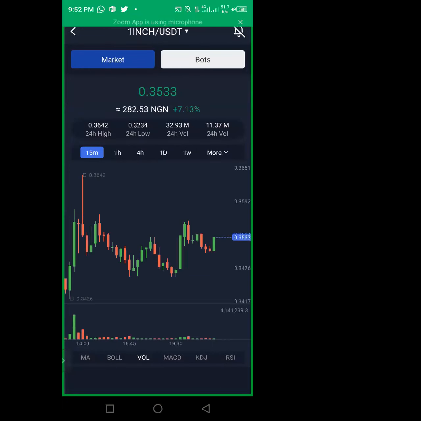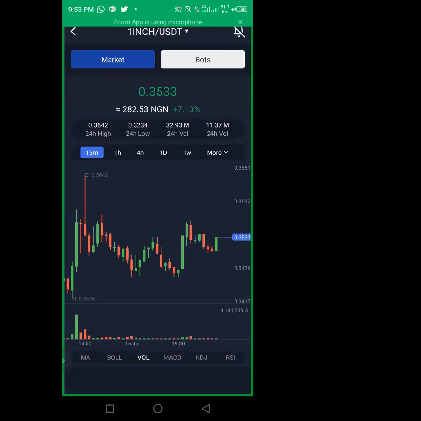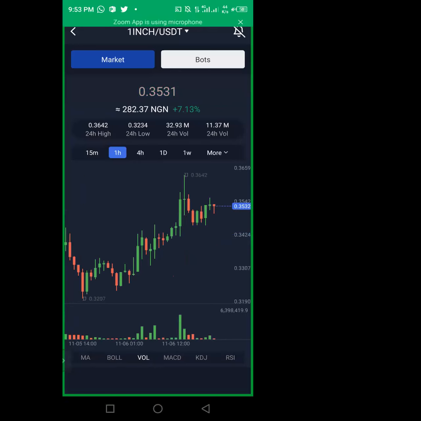So you can see these candles, all these bars, they represent the timing. This one is on 15 minutes. After 15 minutes, another new candle will form, and once the new candle forms, it is either going up or coming down. For 1 hour, once the 1 hour finishes, the next candle will also run for 1 hour. So it's either coming down in the space of 1 hour or going up.